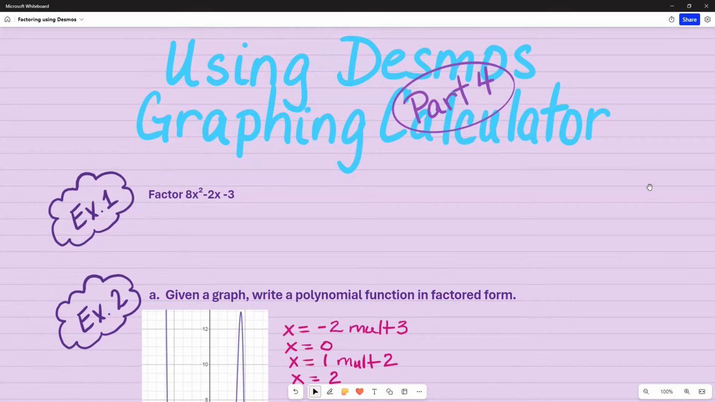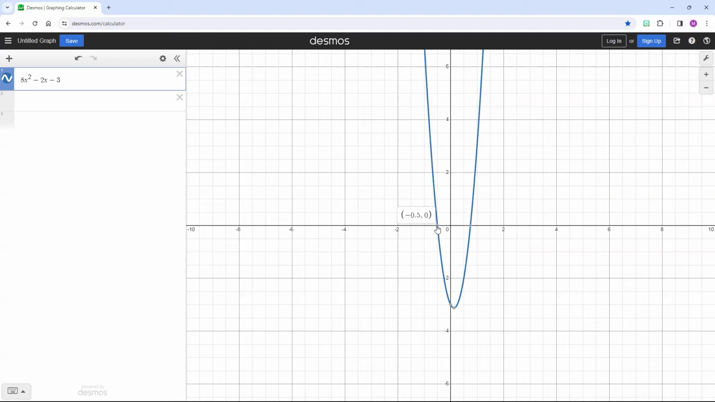Today I will demonstrate how to factor using Desmos. So the first example, we're going to factor a quadratic. Once you type in your function or your equation, it will go ahead and graph for you. What you're looking for is on your x-axis where your y's are 0. Those are called your x-intercepts, zeros, solutions, or roots. It all means the same thing. So if I'm trying to put this in factored form, these are my zeros.